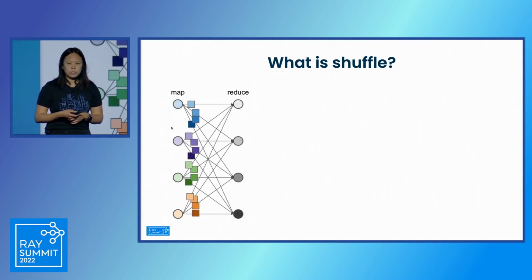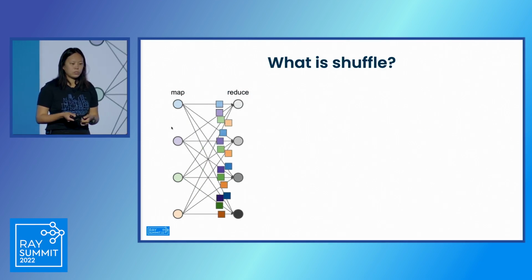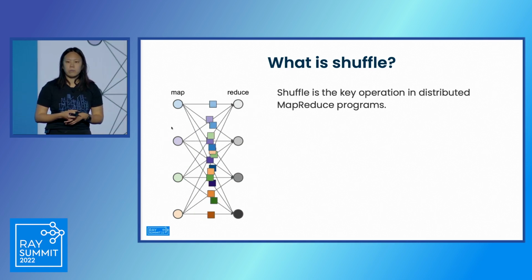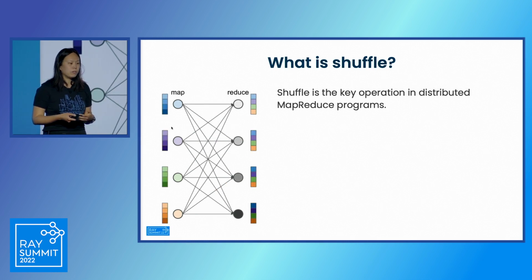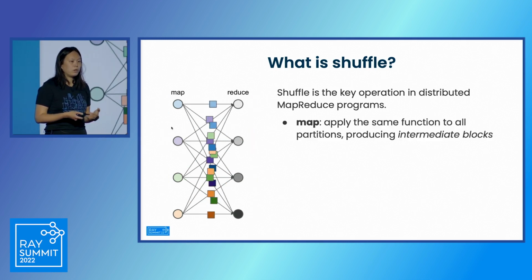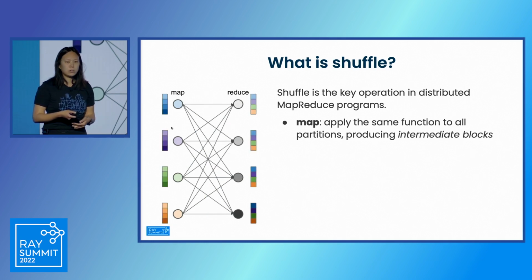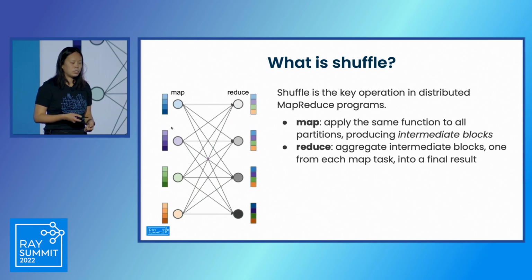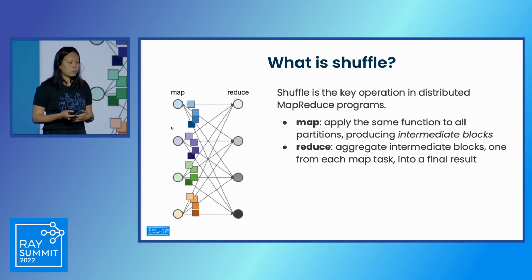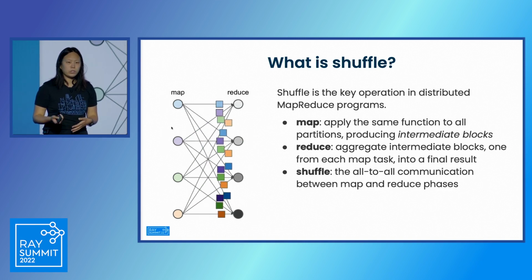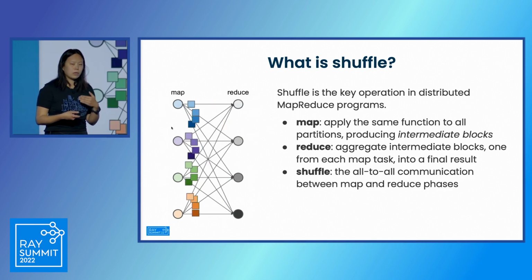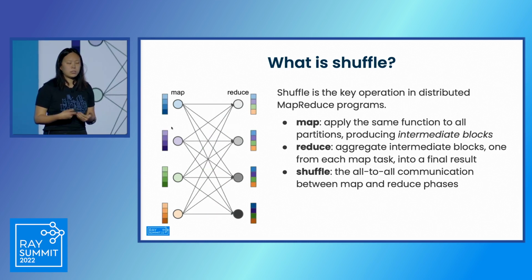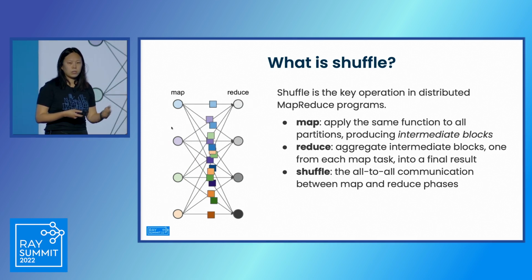OK, so what exactly is shuffle? Shuffle is the key operation that's used in distributed map-reduce programs. A map-reduce program is an application that can be split into two different stages: a map stage, where we apply the same function to each partition of a data set, and a reduce stage, where we aggregate the intermediate results produced by the map stage into a final result. In between these two stages, we have a shuffle operation. We call this a shuffle because we're taking one intermediate block from each map task and passing that into a reduce task to aggregate into a result, as you can see on the left.